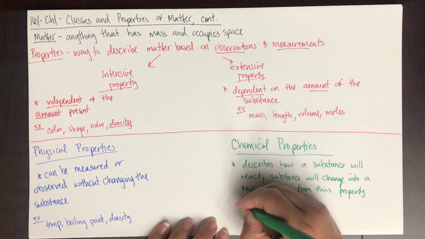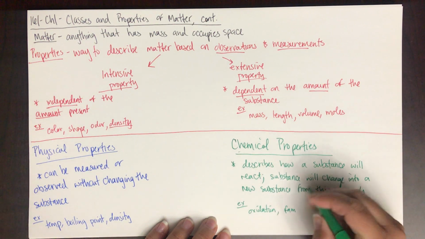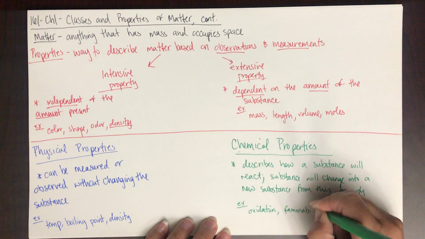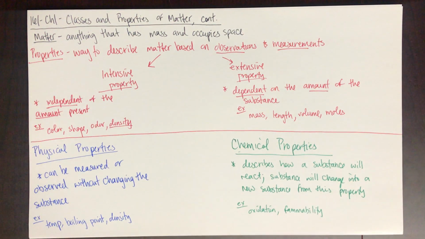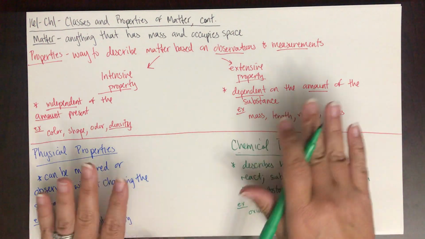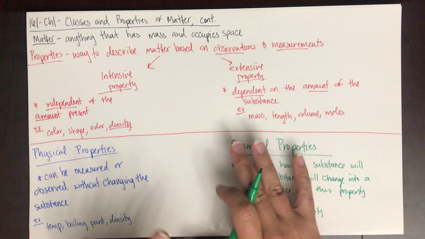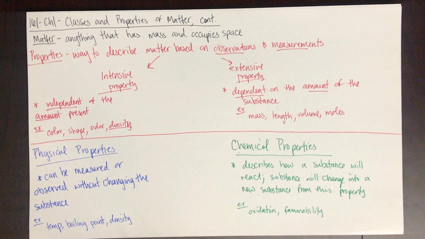An example of this would be something like oxidation, flammability, how flammable something is, how reactive something is. These are all chemical properties. So in this chapter, we're really just setting the groundwork for a lot of what we're going to be doing later. We're going to be doing different calculations, making different observations of all these different classes and properties of matter.